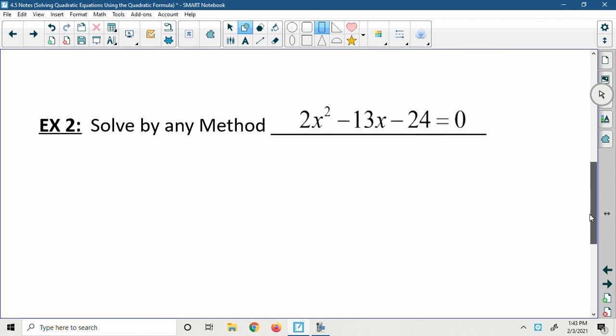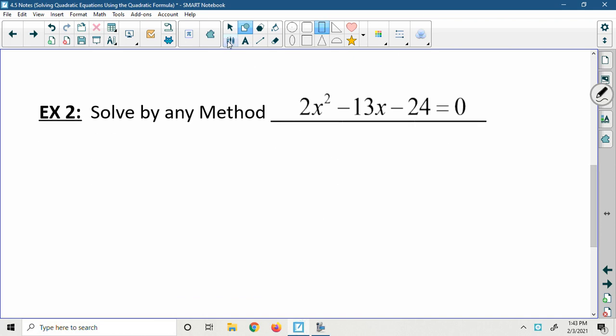Example 2. This was kind of split down the middle. About half the kids in class solved it by factoring. The other half of the kids in class said, well, factoring looks a little tough, so they just went straight for the quadratic formula.